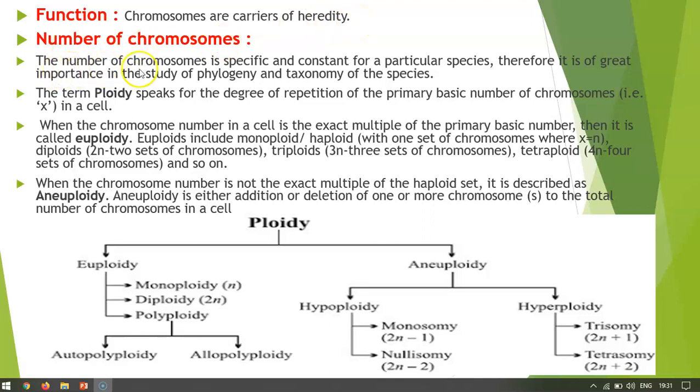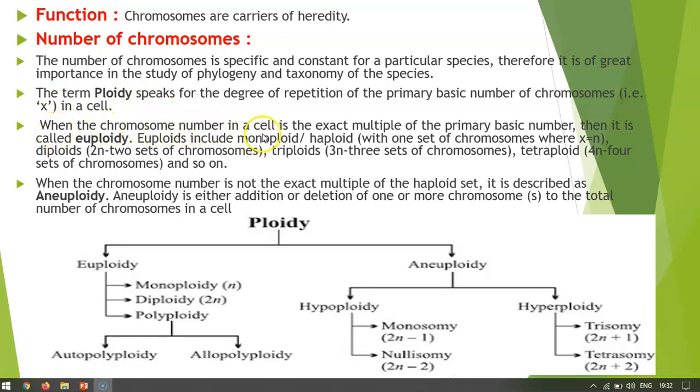Number of chromosomes. The number of chromosomes is specific and constant for a particular species. Therefore, it is of great importance in the study of phylogeny and taxonomy of a species. The term ploidy speaks for the degree of repetition of a primary basic number of chromosomes, that is X, in a cell. To understand this better, the primary basic number of chromosomes in a human cell is 23, so that is 1X or 23. And in the diploid state, it is 2X or 2N, where it becomes 46.